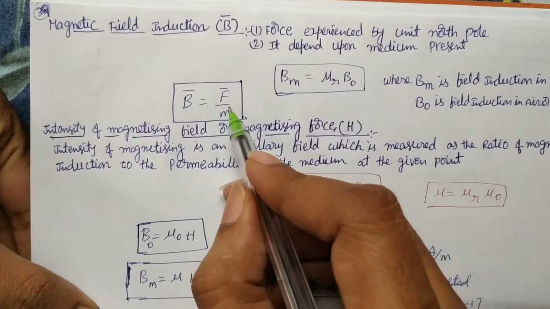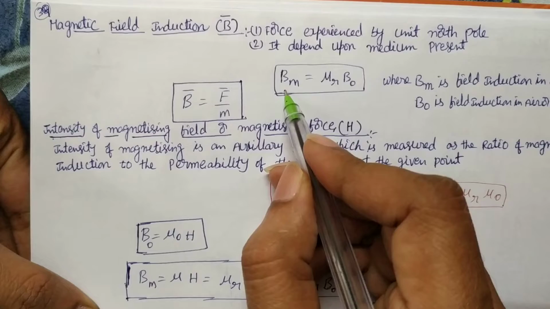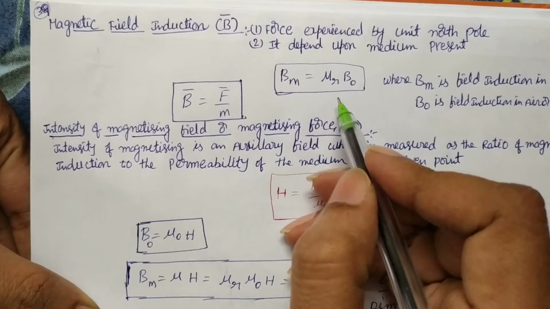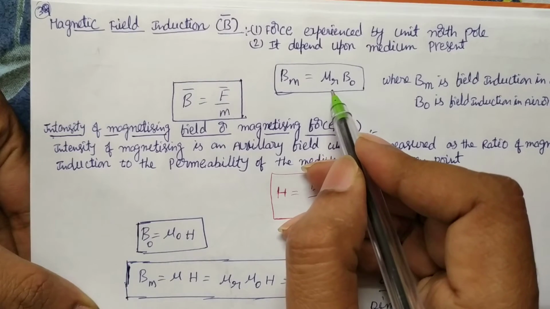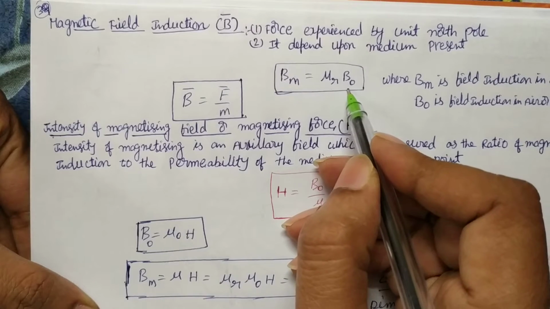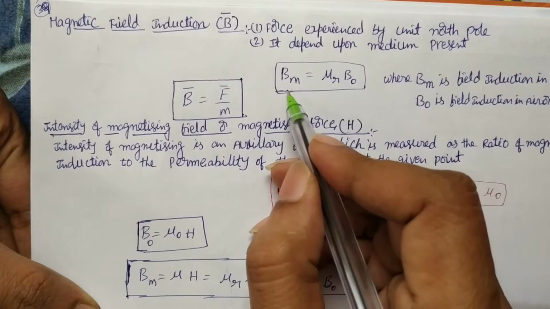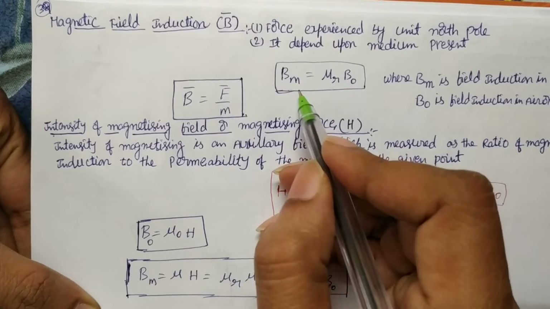Suppose if you take a field in a medium, that is magnetic field induction in a medium, Bm is equal to mu r into B naught. What is mu r? Relative permeability of the medium. B naught is the magnetic field induction in the free space or vacuum or air. This is in any medium. So, relation.